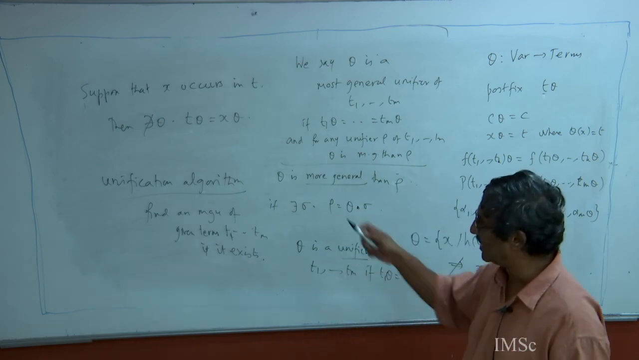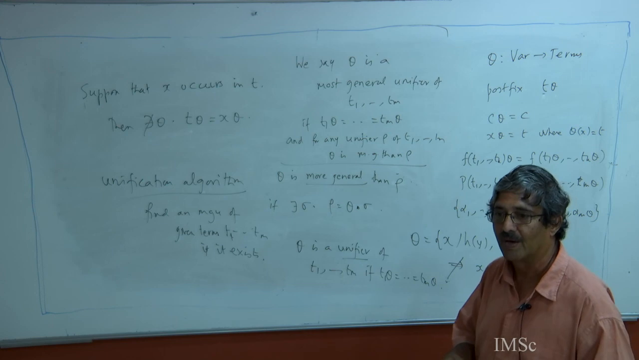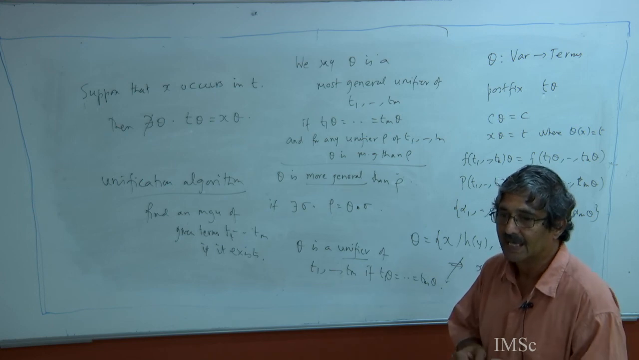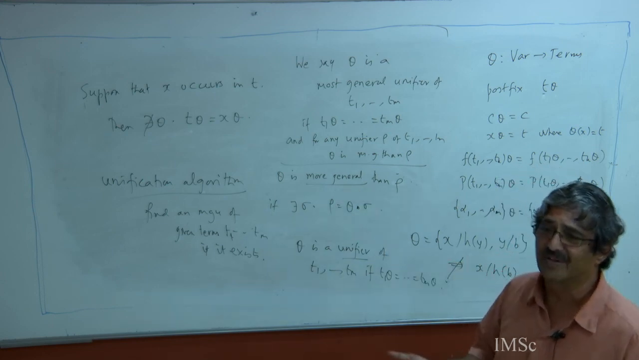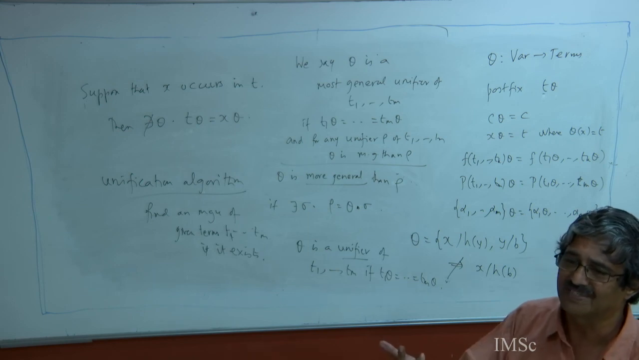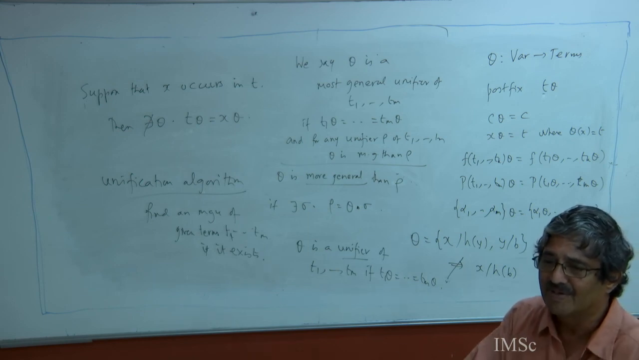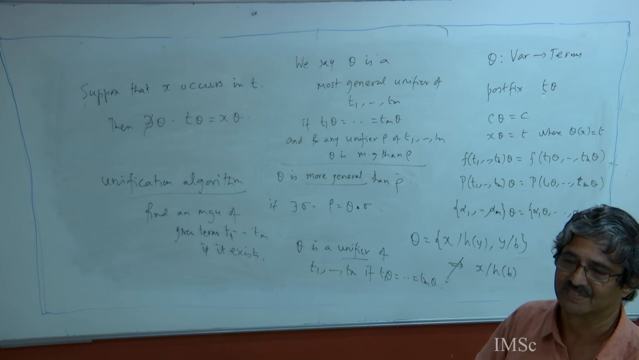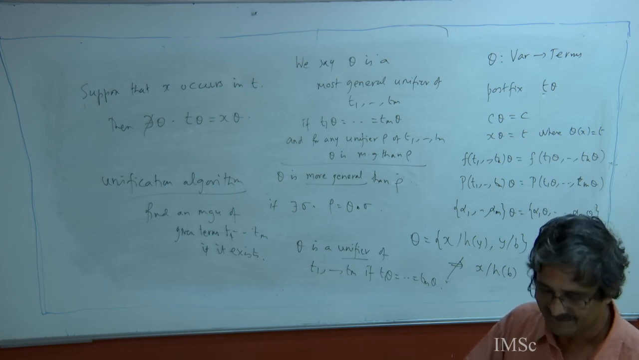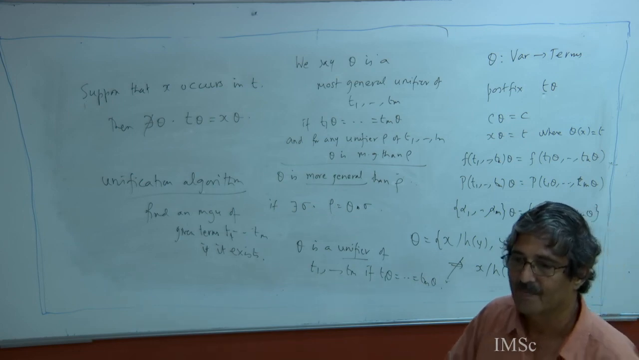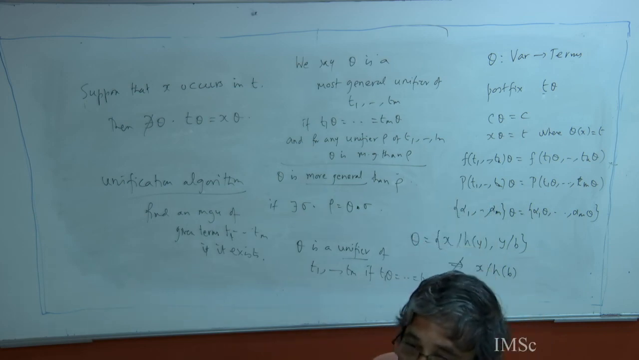Okay, so I'll complete this next class and move on to other topics. So you might as well think about how the unification algorithm will go. Think of just two terms. How will you come up with the most general unifier of two terms? Think about it. It's not very difficult, quite straightforward really.